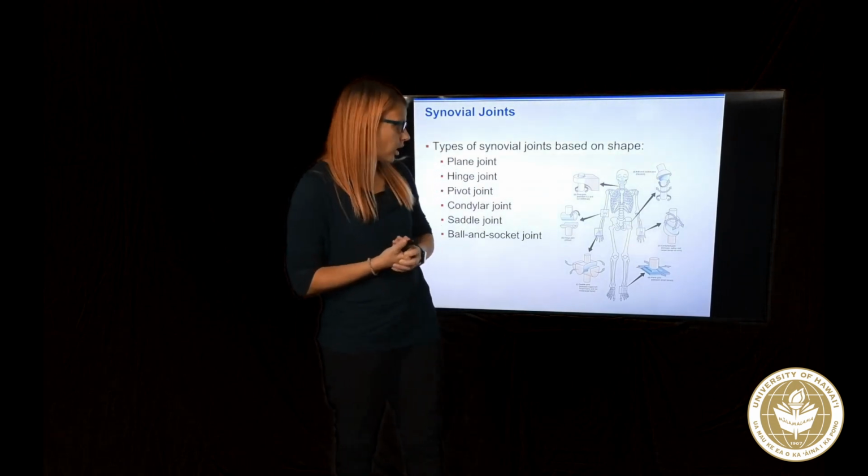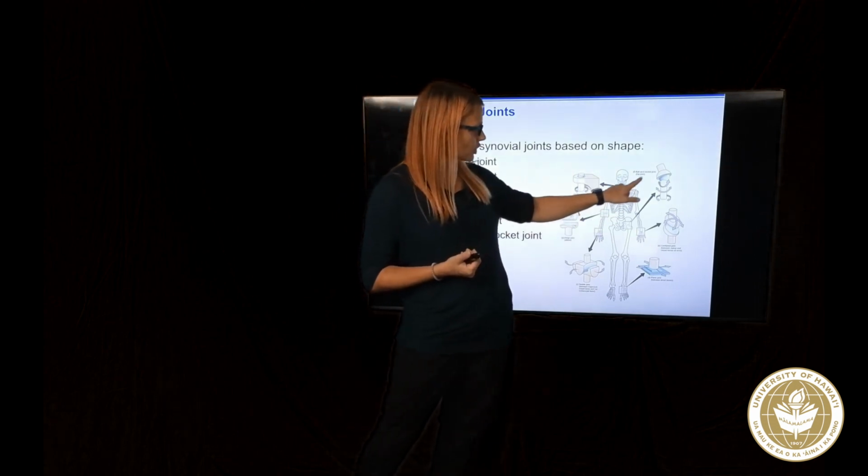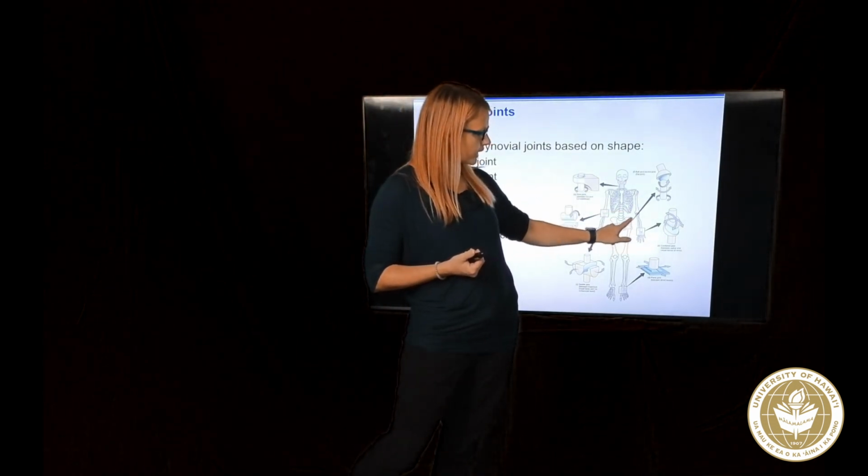Then we have our ball and socket joints. So that's shown here in F. It's showing you the hip joint as an example.